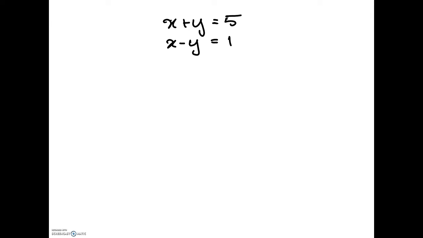Okay, so today we're going to be talking about solving systems of linear equations. So this is a system of linear equations. Basically what that means is you're going to have two different variables. So in this case you have x and y. Normally you'll be used to saying something like x plus 3 is equal to 5 and x equals 2.